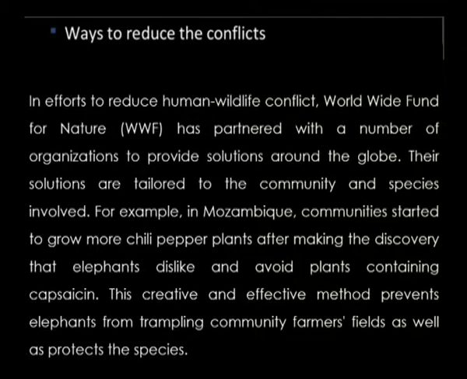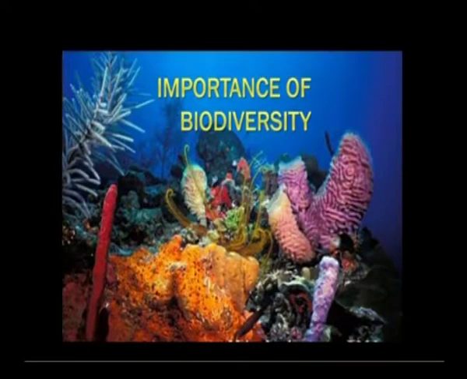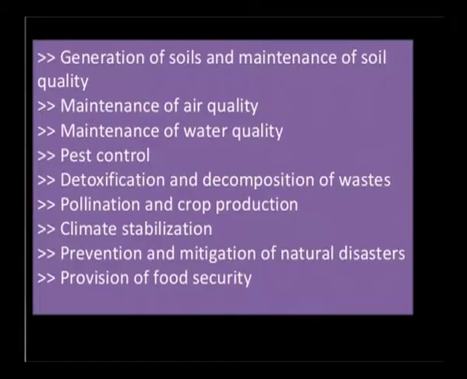For example, in Mozambique, communities started to grow more chili pepper plants after making the discovery that elephants disliked and avoided plants containing capsaicin. This creative and effective method prevents elephants from trampling community farmers' fields as well as protecting the species. Now moving on to the importance of biodiversity.